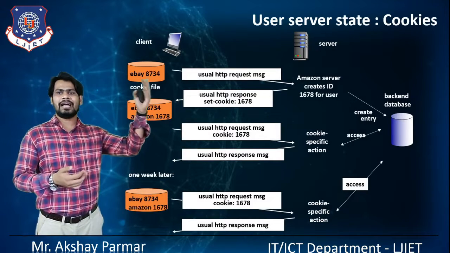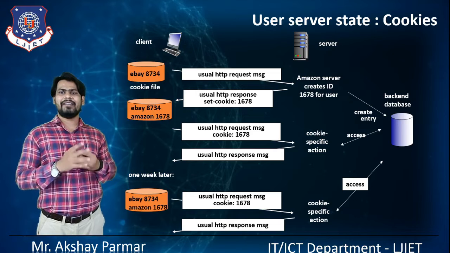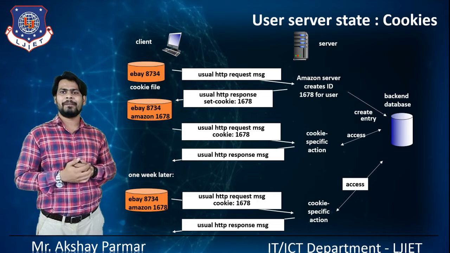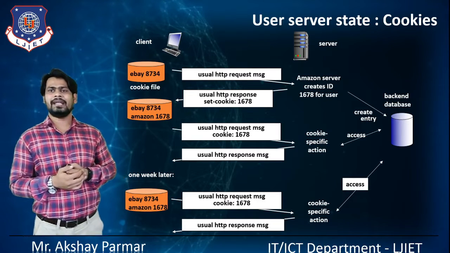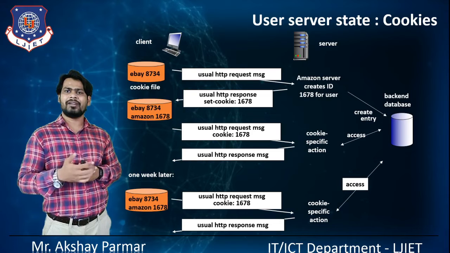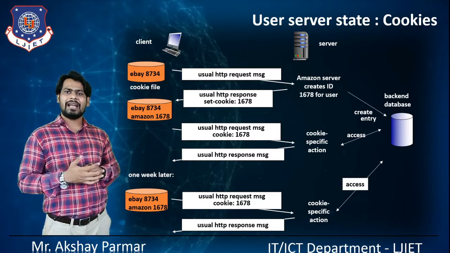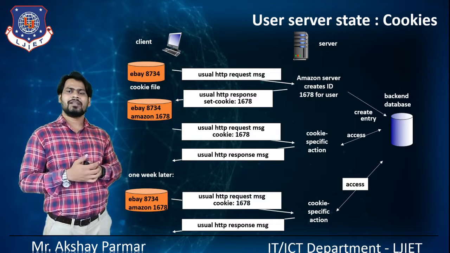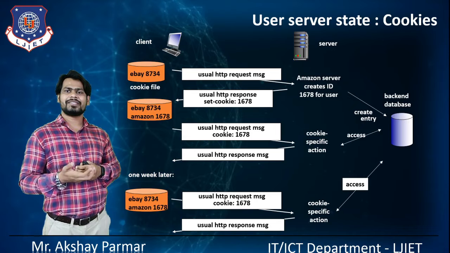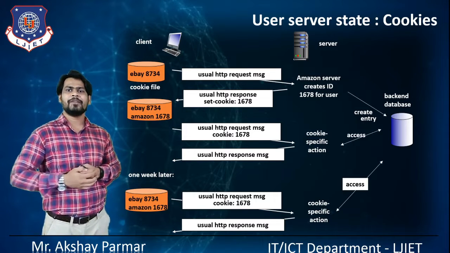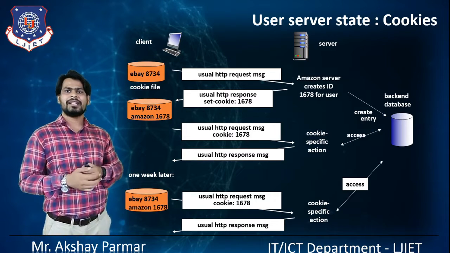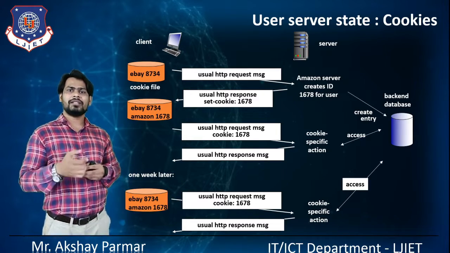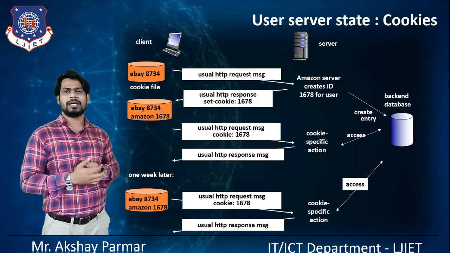So there are the client and the server. The client already has a cookie file in which it stores information about eBay. So it is eBay and its ID that is stored on the client. It was already there. After that, the client sends a usual HTTP request, for example to the Amazon server. Using an HTTP request message, it is sent to the Amazon server, which creates an ID 1678 as a reference for the user.